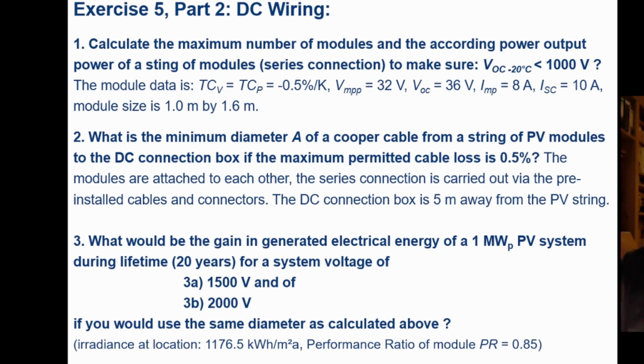Third question is, what would be the gain in generated electrical energy for a 1 megawatt peak system during its lifetime for a system voltage of 1500 volts and of 2000 volts if you would use the same diameters as calculated above? So due to the higher voltages, the current will be reduced and therefore we would have less losses, and we have to calculate the advantage of those compared to the additional costs for the cables or the insulation, because it has to carry higher voltages. So we have here the yearly irradiance of 1176 kilowatt hours per square meter per year. The performance ratio is 0.85.